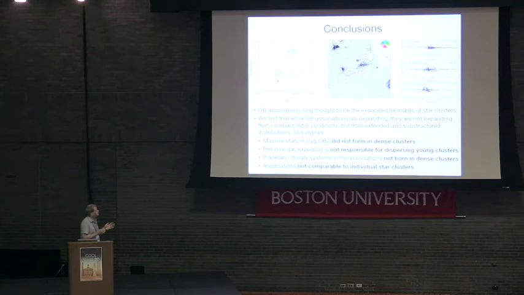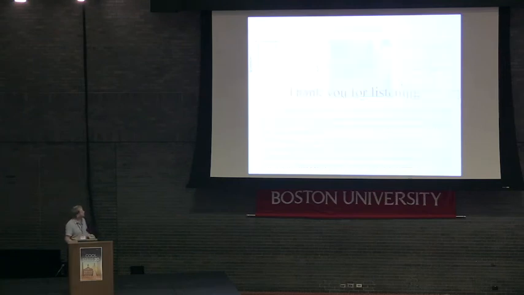A better thing to do would be to compare associations with large star-forming complexes, such as the Orion complex that I think we're going to hear about next. I think that's a more reasonable comparison and a more likely set of initial conditions for the associations that we see. So thank you very much.